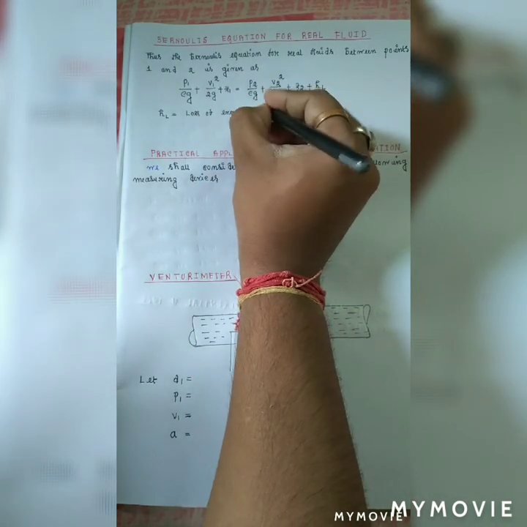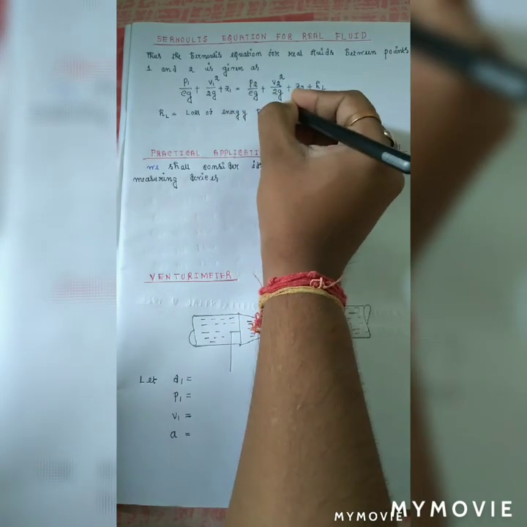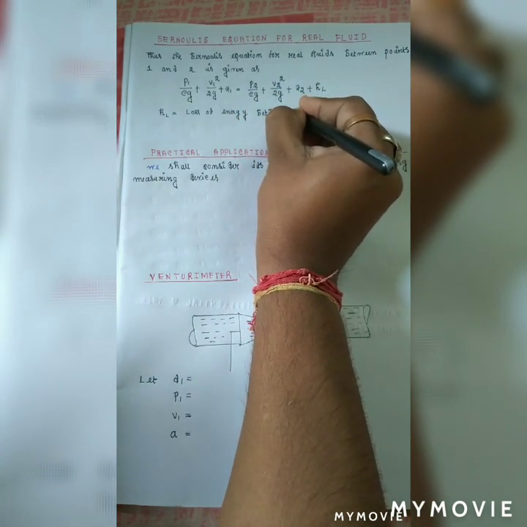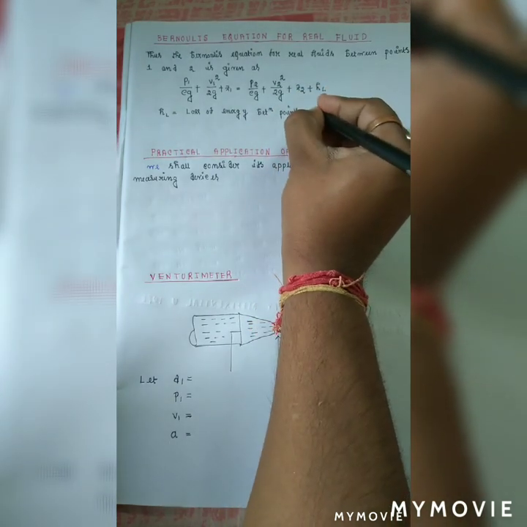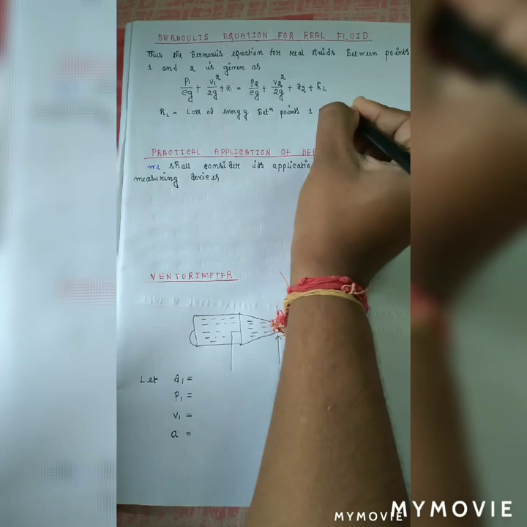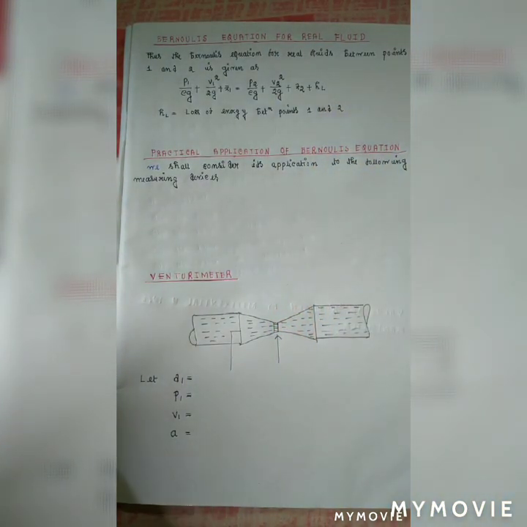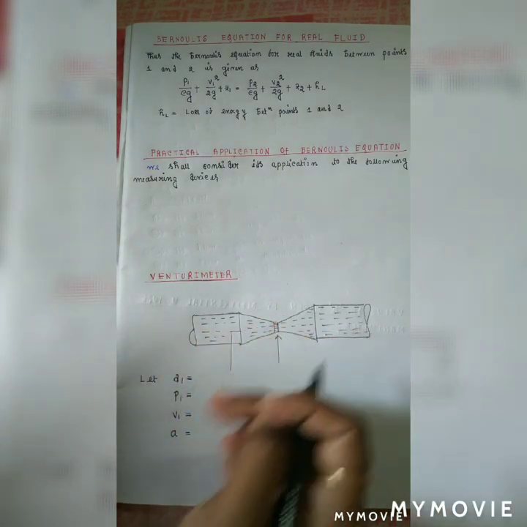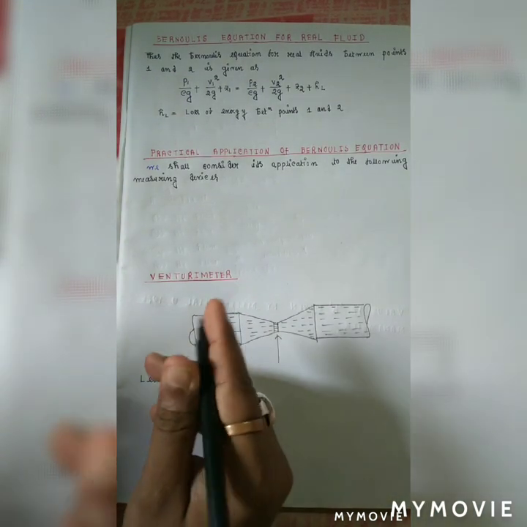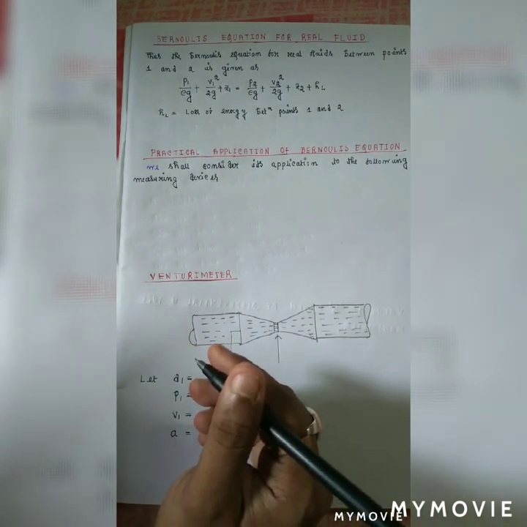This is hl, loss of energy between points 1 and 2. Okay, now next is practical application of Bernoulli's equation. Bernoulli's equation is applied in all problems of incompressible fluid flow where energy considerations are involved, but we shall consider its application to the following measuring devices.